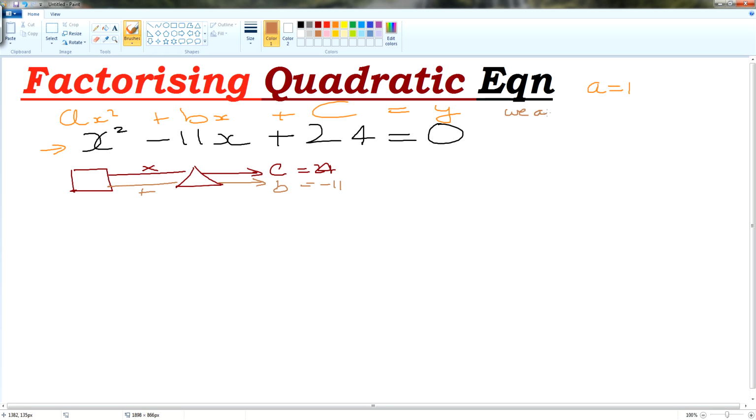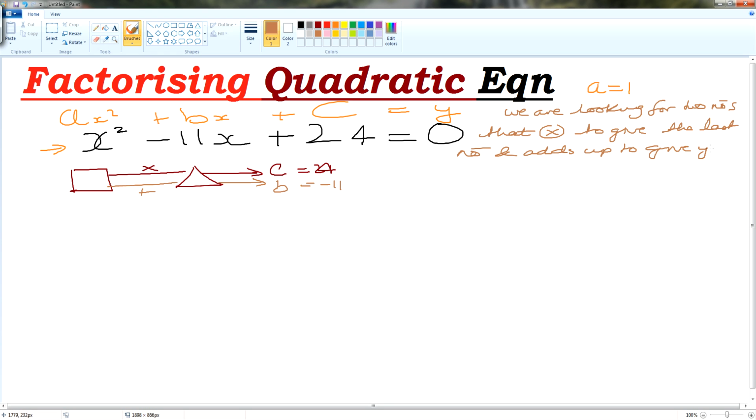So if you want to, we can write that down. So we are looking for two numbers that multiply to give the last number and add up to give you the middle number. So that's a nice way of remembering it, like a little sentence.